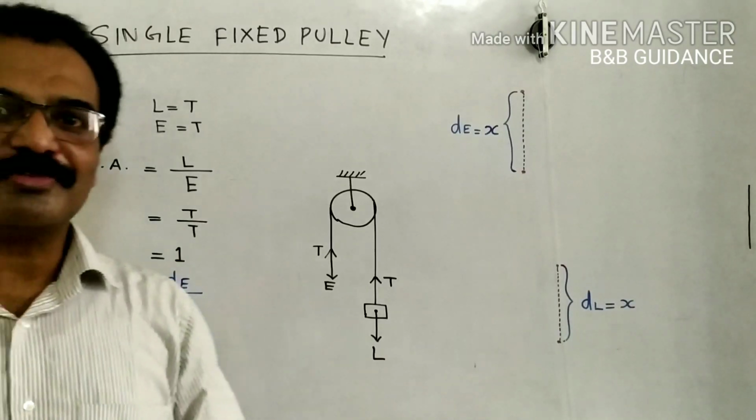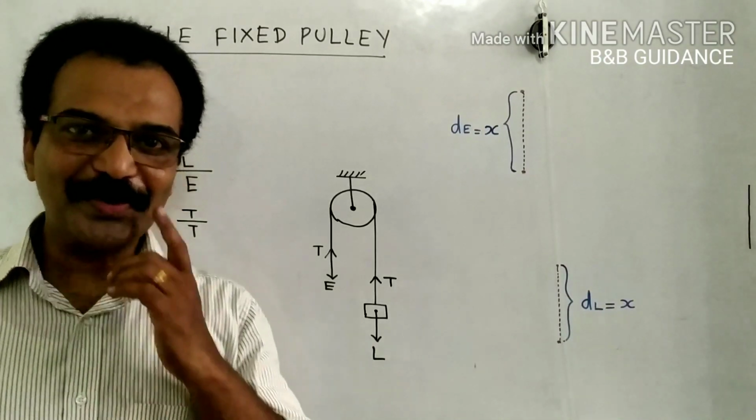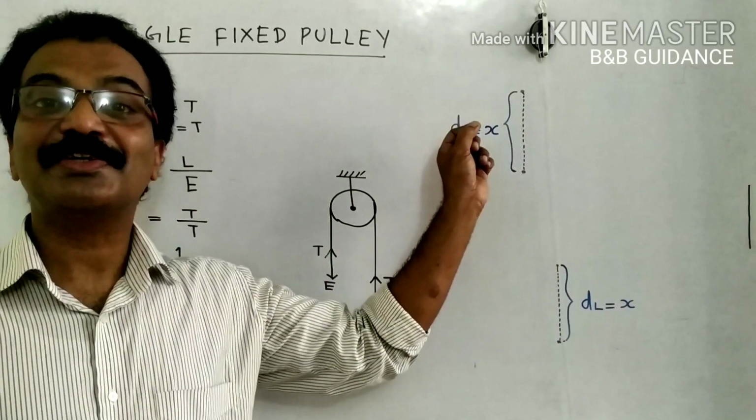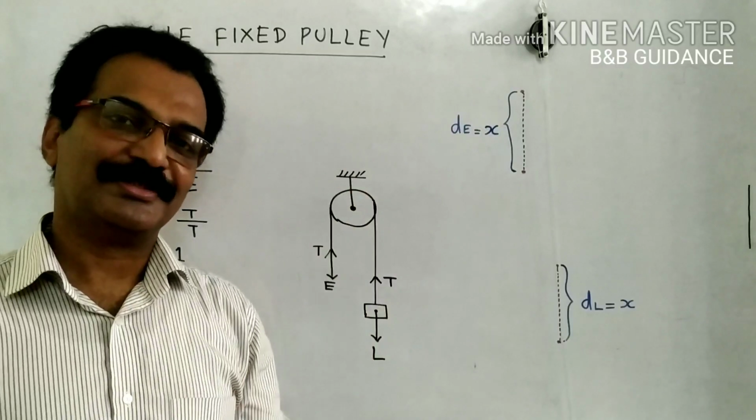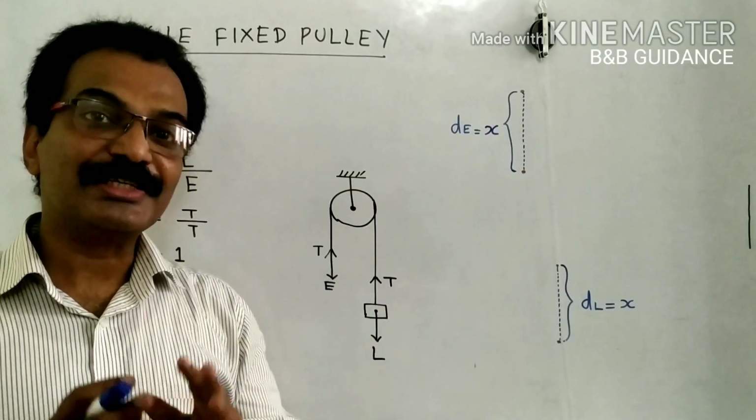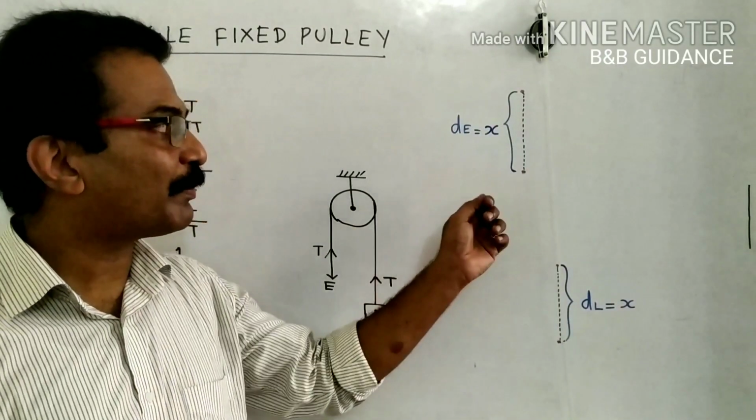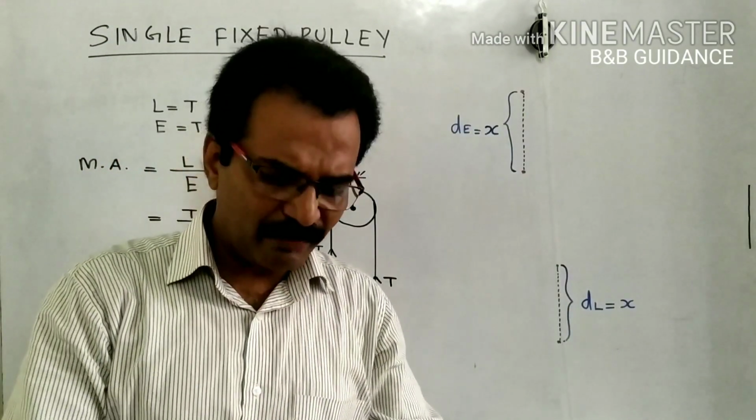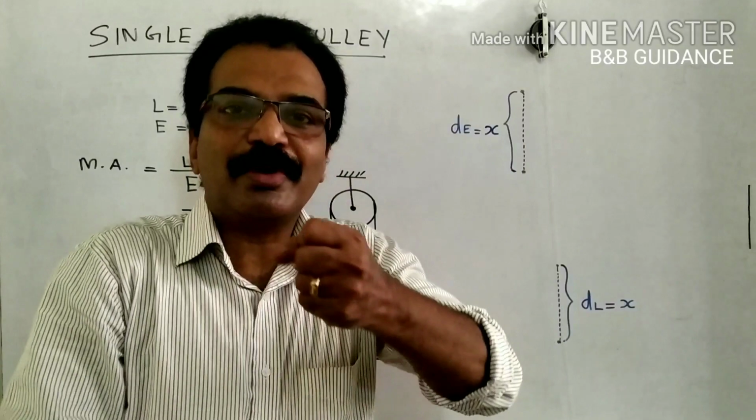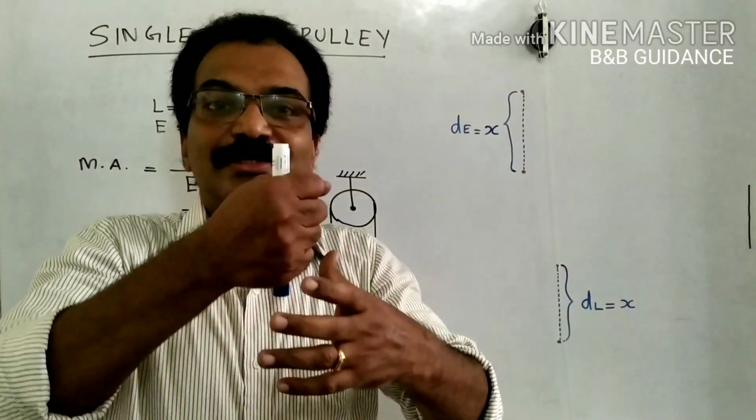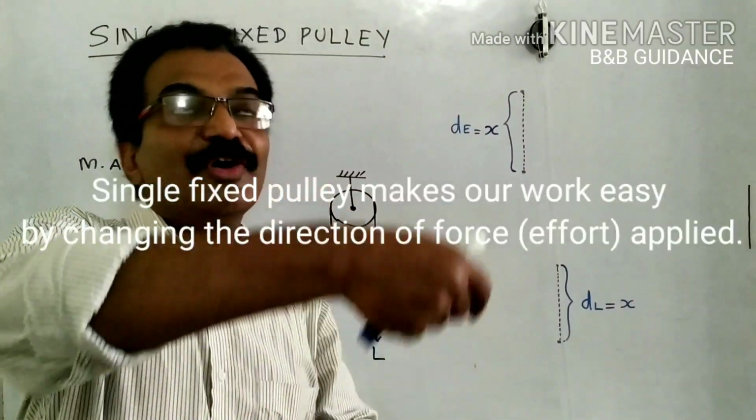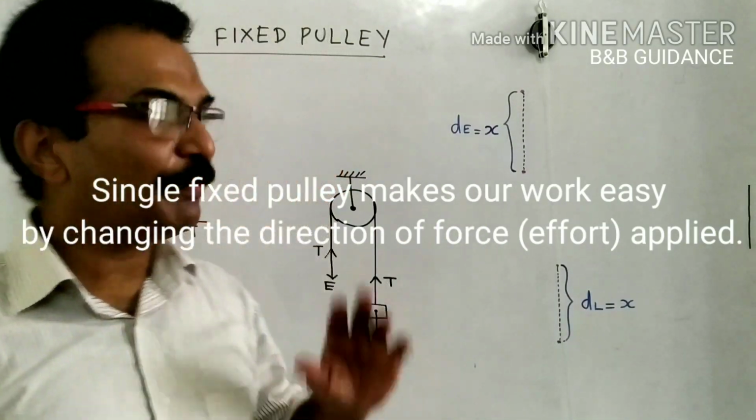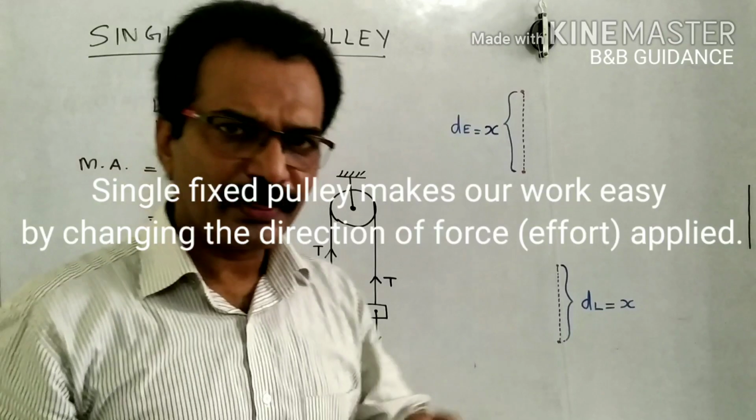Then what is it used for? A single fixed pulley is used to change the direction of force applied, or to change the direction of effort applied. For example, when you draw water from a well, directly you have to apply force in the upward direction, but it is easy if you are using a pulley. So in that way, a single fixed pulley makes our work easy.